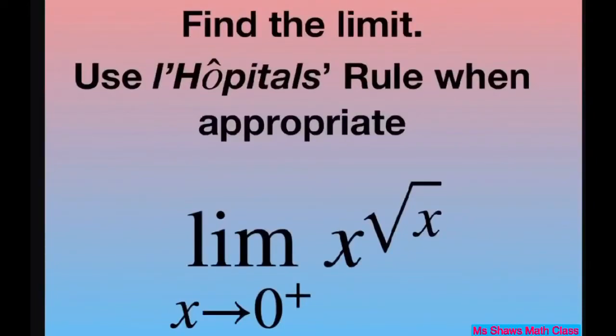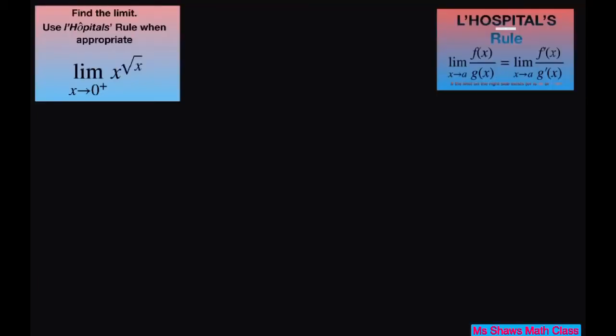Hi everyone, we're going to find the limit using L'Hopital's rule. We have the limit as x approaches 0 from the right of x to the power of square root of x. This has the form 0 to the 0 power. And so what we're going to do is rewrite our equation.